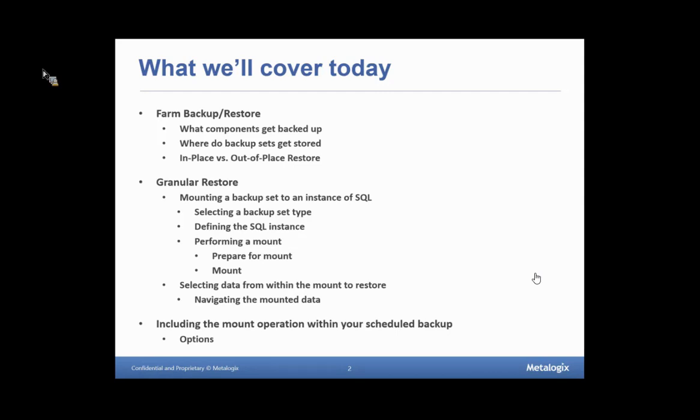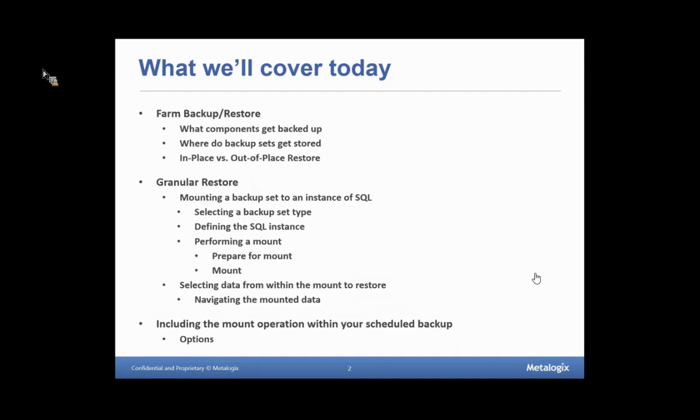Then we're going to talk about selecting the data from within that mount to restore and navigating through the mounted data, et cetera, et cetera. And we're going to talk briefly about including the mount operation within a scheduled backup, the options you have, and what the considerations and ramifications of doing so may be.